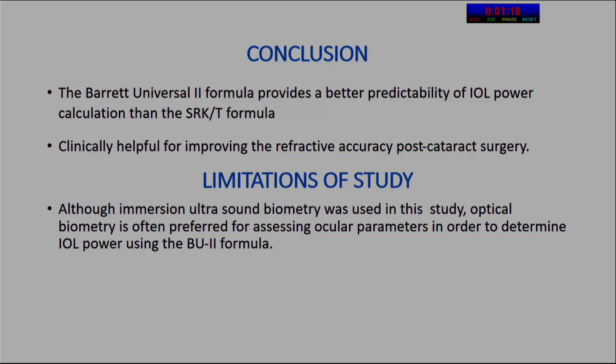Conclusion: the Barrett Universal 2 formula provides better predictivity of IOL power calculation than the SRK/T formula, and is clinically helpful for improving the refractive accuracy after cataract surgery. A limitation of my study is that, although immersion ultrasound biometry was used, optical biometry is often preferred for assessing ocular parameters to determine IOL power using the BU2 formula.